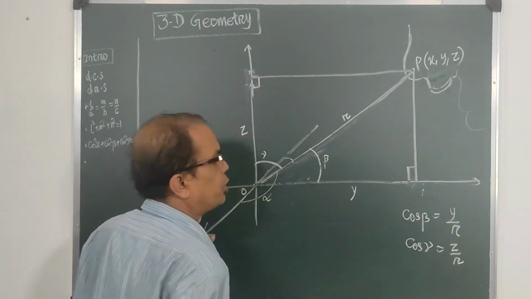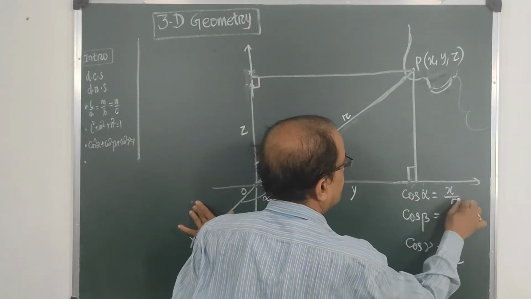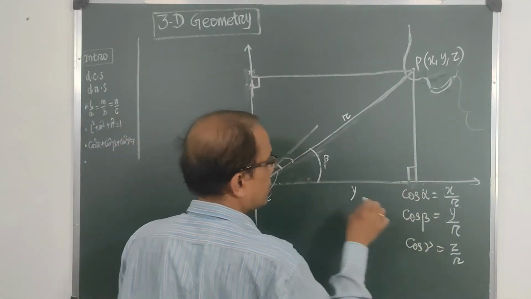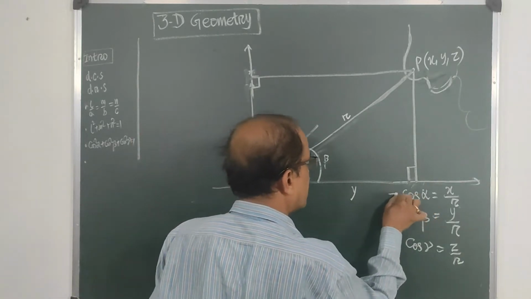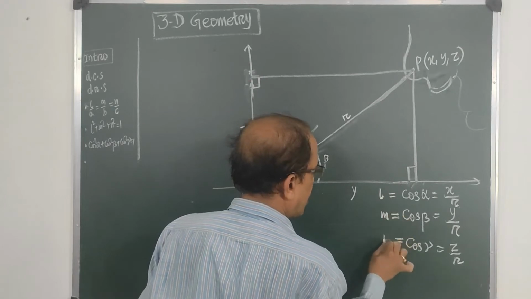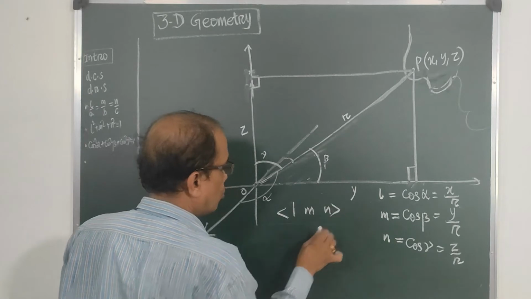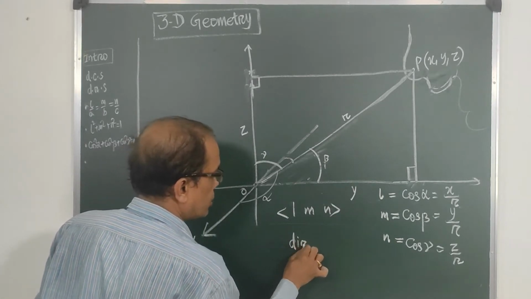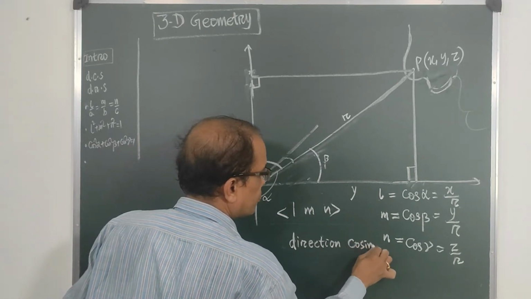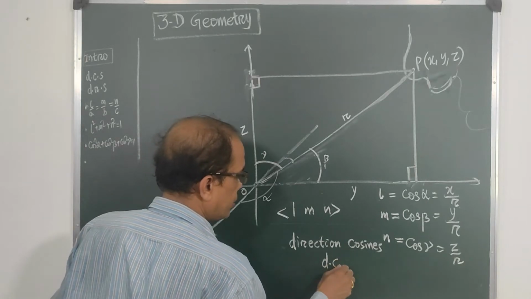So clearly from intuition we say cos alpha will be x by r, because alpha is the angle with x axis. And these three cosines, which are taken in a smaller form as L, M and N, these three values written as L, M, N are known as DCs or direction cosines. Direction cosines, DCs.